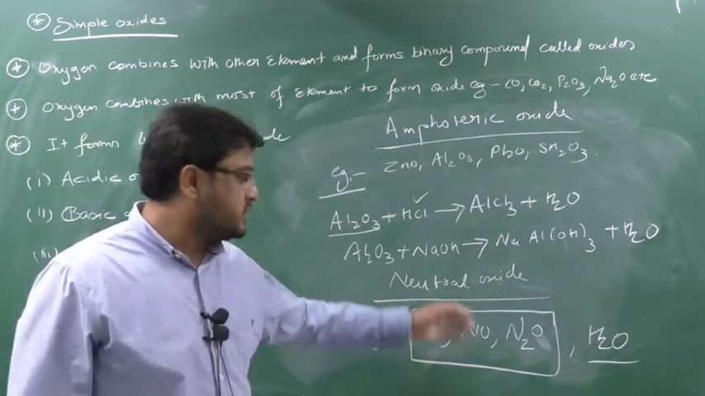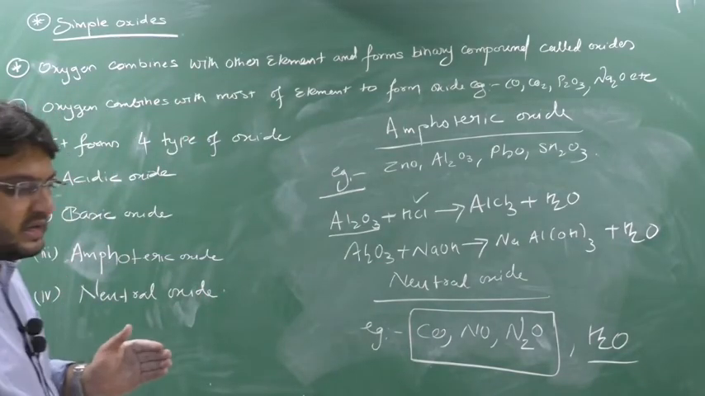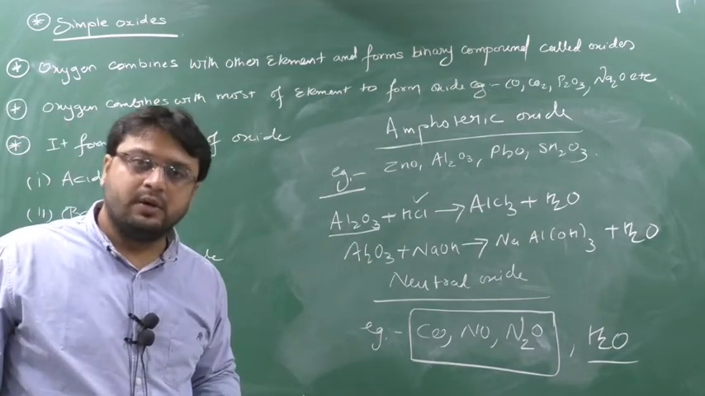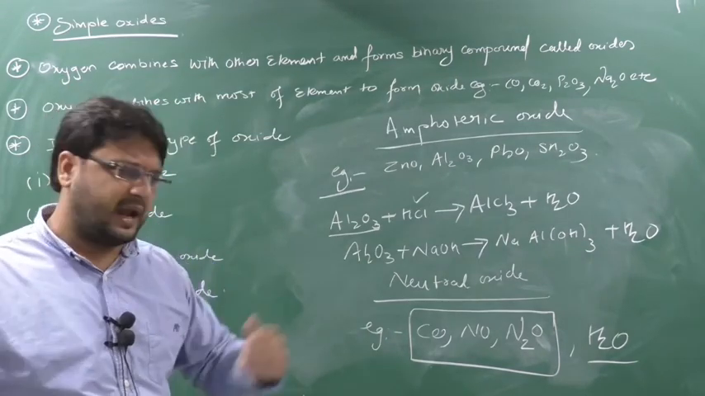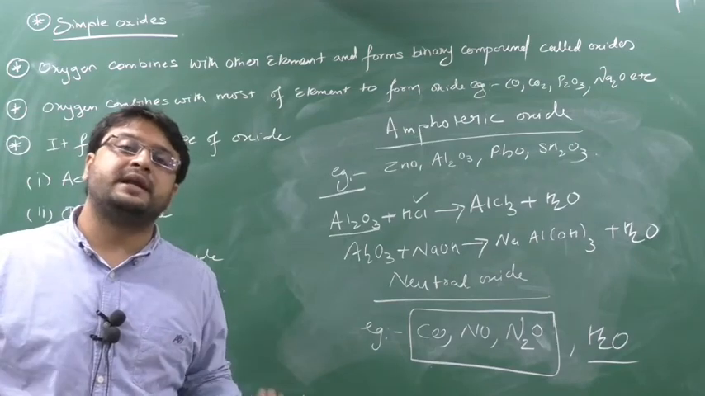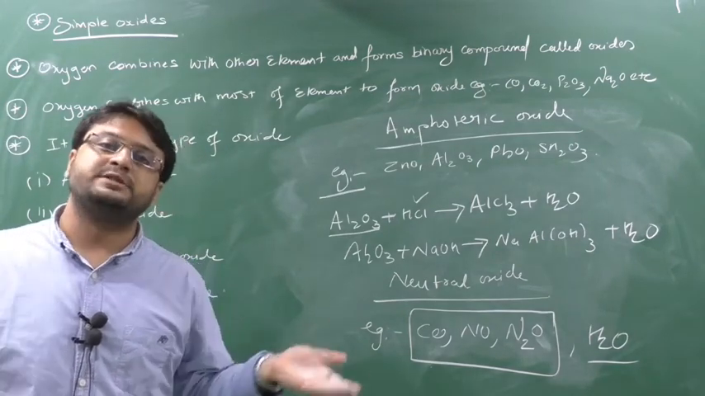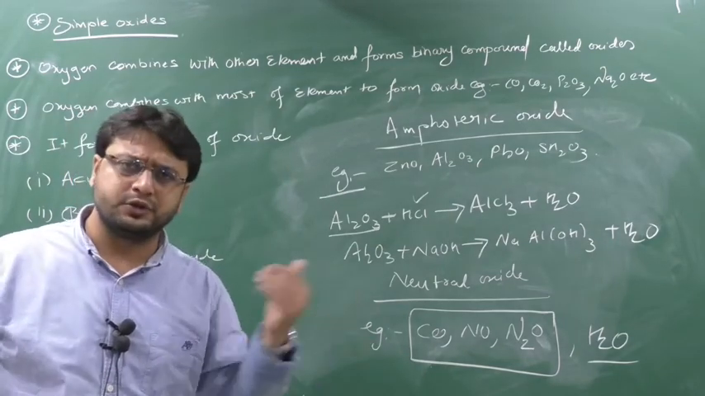Clear? So understood the definitions. What do you mean by acidic oxide? Acidic oxides are the oxides which will dissolve in water to generate acid. Non-metallic oxides are acidic in nature, and the examples you know. Basic oxide. Basic oxides are the oxides where metal plus oxygen gives metallic oxide. When metallic oxide dissolves in water it generates base, means metallic oxides are basic in nature, and examples you know.